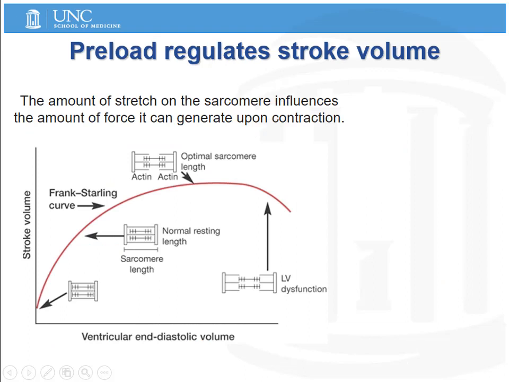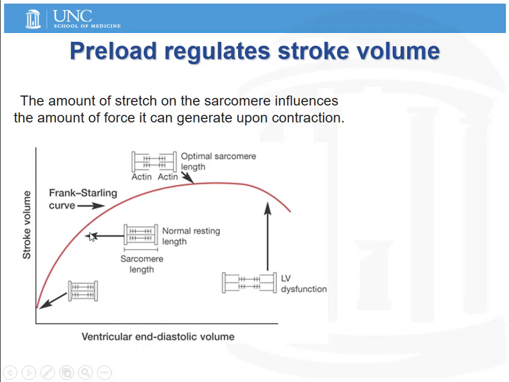This curve shows that the amount of stretch on the sarcomere, or the preload, influences the amount of force that sarcomere can generate upon contraction. So at the cellular level, the degree of actin-myosin overlap is one of the main things that determines the number of potential cross bridges that can be formed, and therefore the maximum force that can be generated upon contraction. This length tension curve plots the sarcomere length, or the stretch from different end diastolic volumes, compared to the amount of tension that sarcomere can develop upon contraction, and therefore the stroke volume that it can achieve.